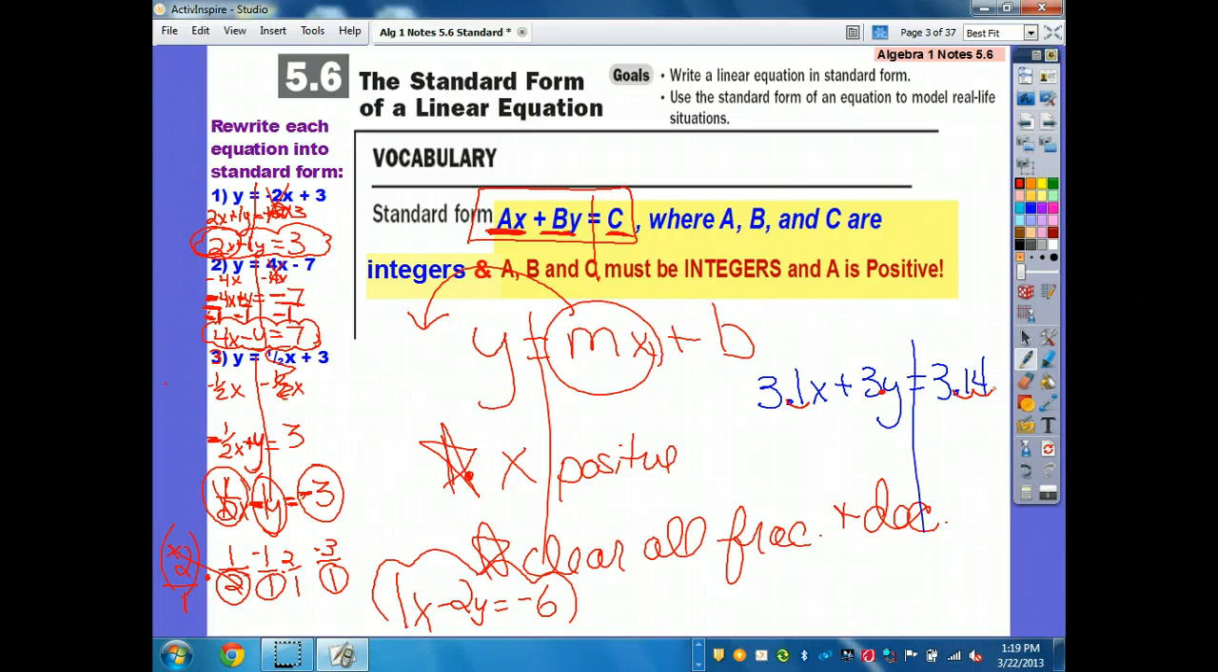Twice. So remember, when we clear the decimals, you have to take the biggest one. Which one do we have to move the most? Right, so we had to move it twice, so she said take it times 100. That'll move your decimal twice. But you have to move it twice in all of them, not just that one. So what does this turn into? 3.1 times 100? 310. Good. 310x plus 300y equals 314. Now we're done. We cleared the decimal.